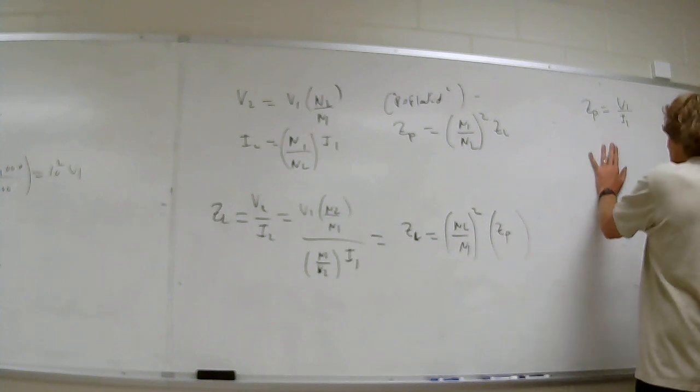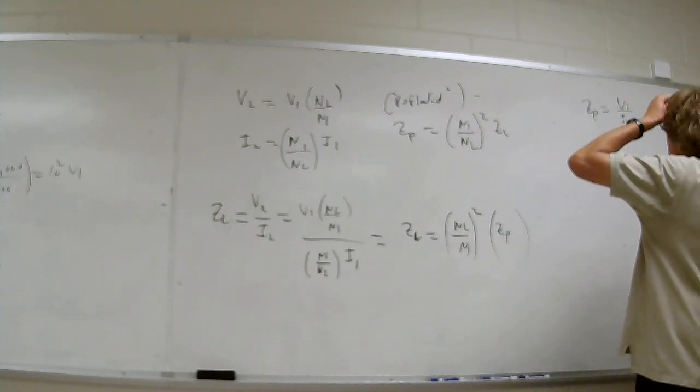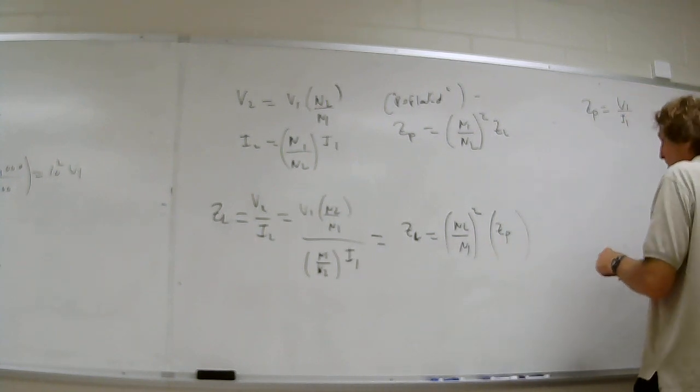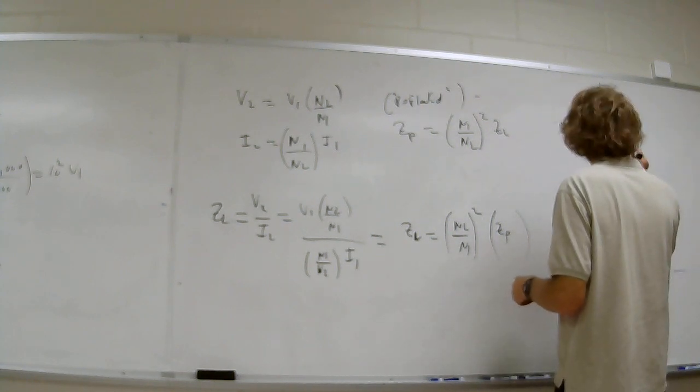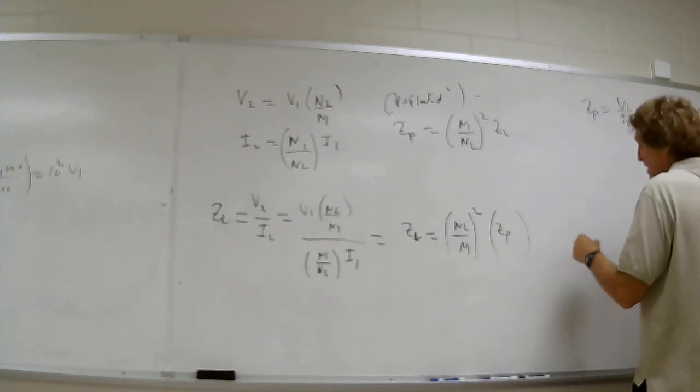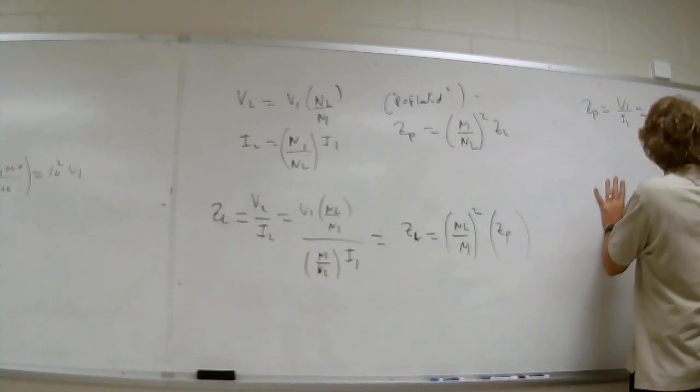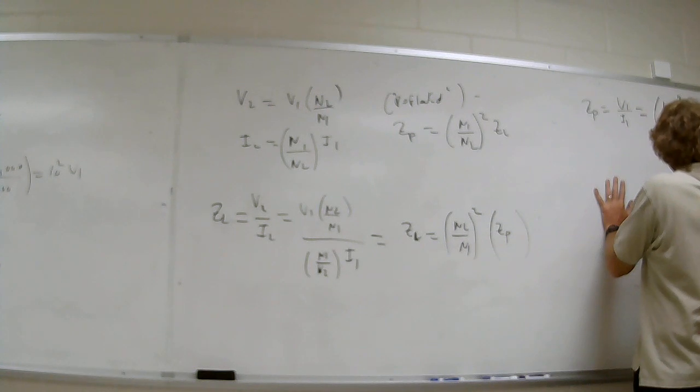Okay, back to this. You see that Z primary right here is equal to N1 over N2 squared times Z load.